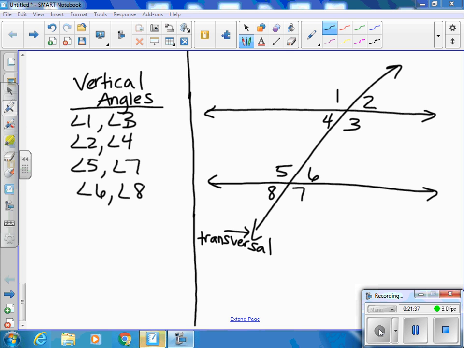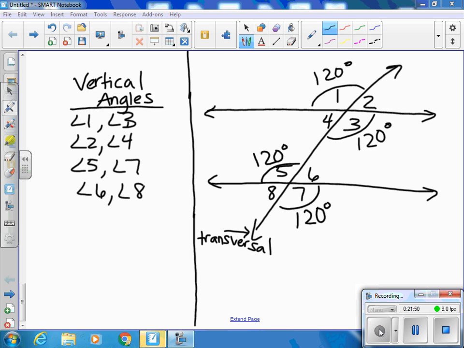So when you know that angle 1 is 120 degrees, you also know angle 3 is 120 degrees. You know that angle 5 is 120 degrees, angle 7 is 120 degrees, because all 4 of those angles are the same size in this picture. Now if I tell you that angle 2 is 60 degrees, then that means angle 4 is 60 degrees, and then angle 6 is 60 degrees, and angle 8 is 60 degrees. So just by knowing one number of the picture, you can fill in all the other numbers without ever touching a protractor. That's what's nice about these words.